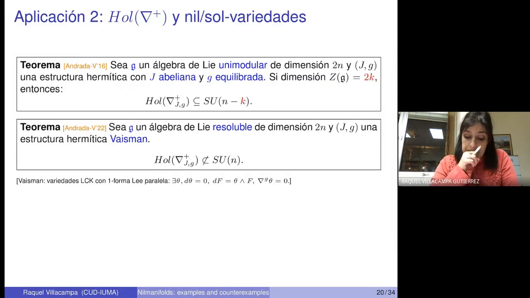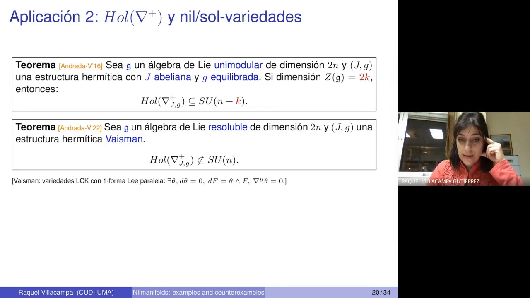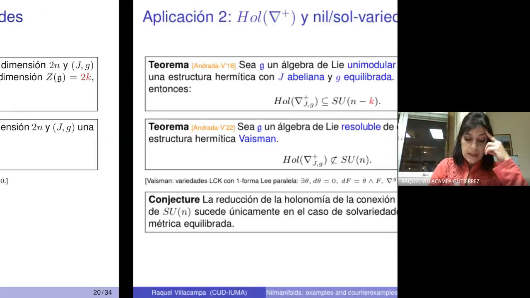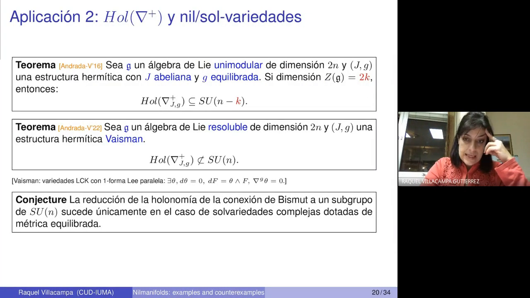Okay, but in a later paper, also with Adrian, we have proved that this reduction does not hold if we remove the presence of a balanced metric. In fact, on solvable Lie algebras with Hermitian structure, the holonomy of the Bismut connection does not belong to the special unitary group.